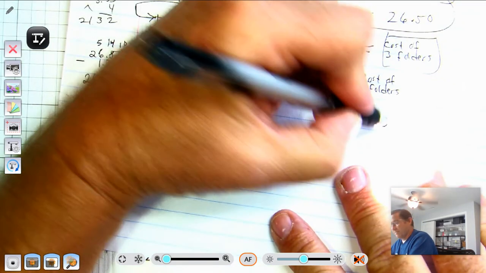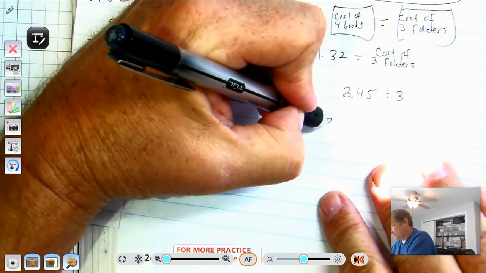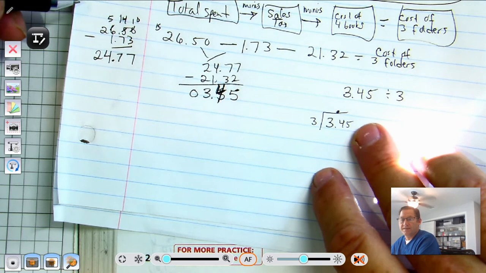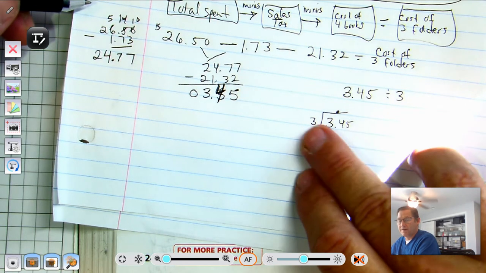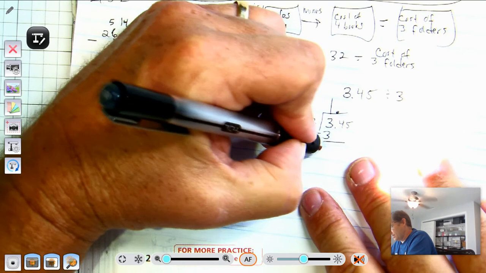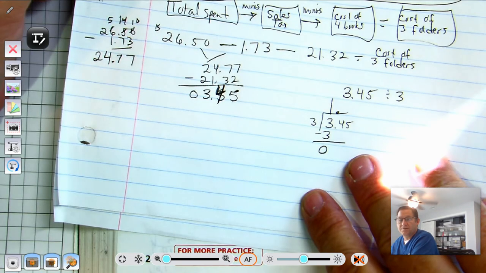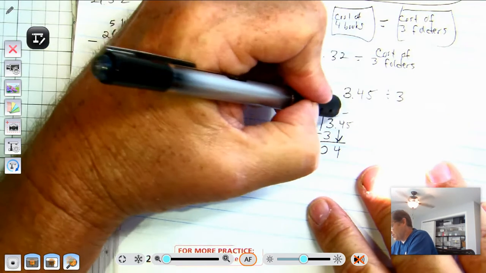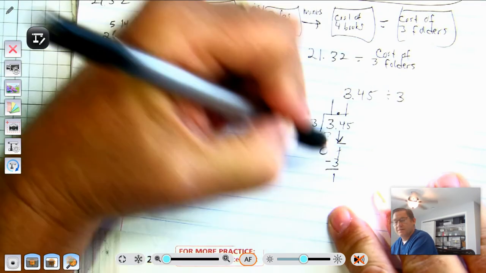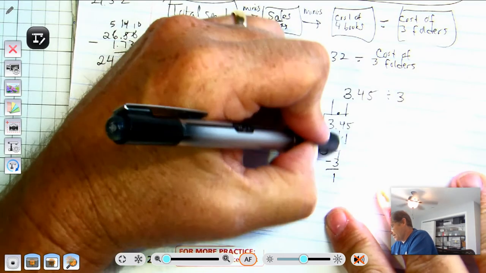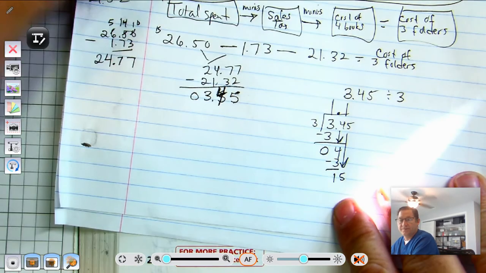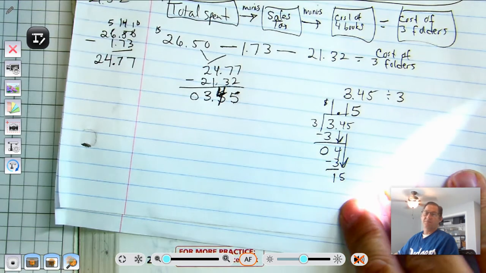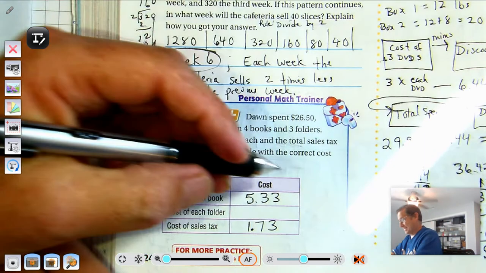We're going to take the $3.45 and divide by 3. I know I can just bring the decimal point up because I'm taking a decimal and dividing by a whole number. I can share 1, 1 in each of the 3 groups, leaving me 0. I'm going to bring down the 4 tenths. I can share 1 tenth in each of 3 groups, leaving me 1 tenth. And 15 hundredths shared with 3 groups would be 5 in each group. So the cost of each folder is going to be $1.15.